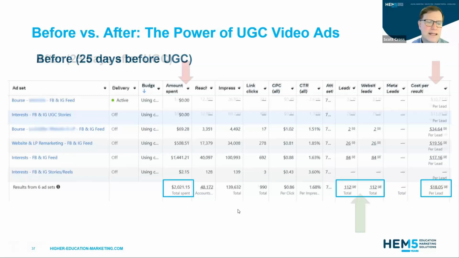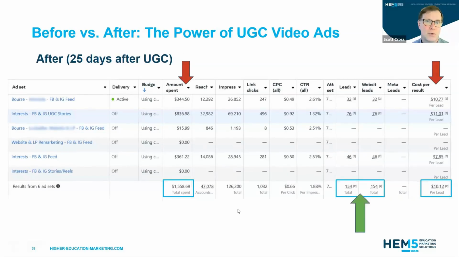And then 25 days after we've introduced user-generated content, you've got $500 less of a spend so far in this 25 days. You've got a 50% jump in your engagement rate, in your number of leads captured as a result, which means you've got a cost per lead that's now almost half, right? It's $10 versus 18. So these are the types of metrics you want to look at and measure closely to see, is it working for you?